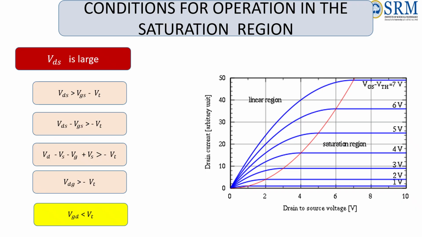Unlike the linear region, for the operation to be in the saturation region, the main condition is VDS should be large. How large should it be? It should be greater than VGS minus VT. So VDS minus VGS should be greater than minus VT, which gives us VDG should be greater than minus VT, or VGD should be less than VT.